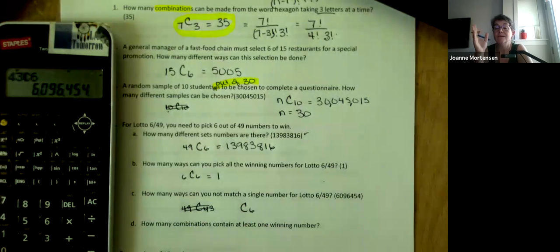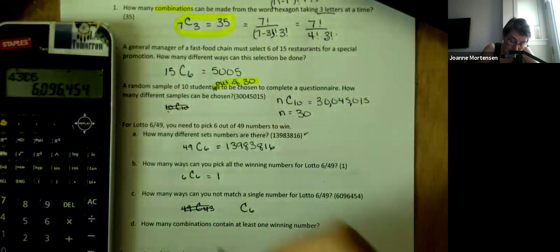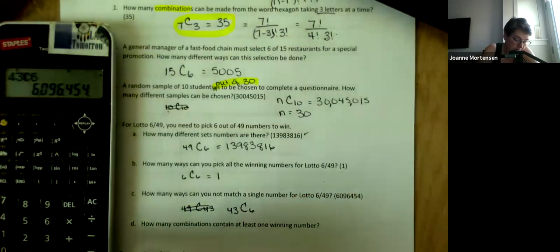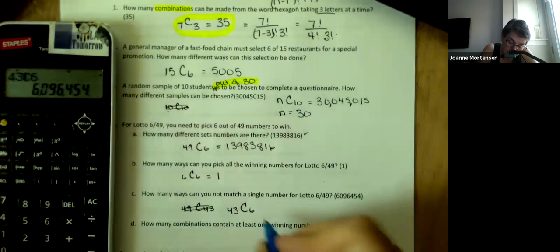But what we have to do is say, okay, so there are 49 numbers, and I can't get any of the 6 winning numbers. So let's just imagine the winning numbers were 1, 2, 3, 4, 5, 6. Which means I have to choose from the remaining numbers. I can't have any of those winning ones. So if there are 49 to start with, and there's 6 that I can't pick because those are the winning ones, that should be 43. And there it is. I just did it. 43 choose 6.